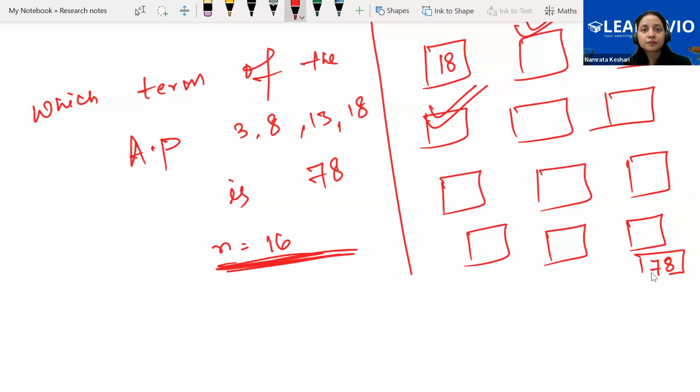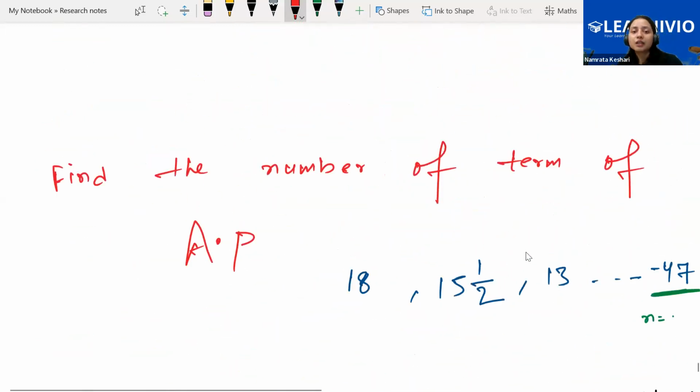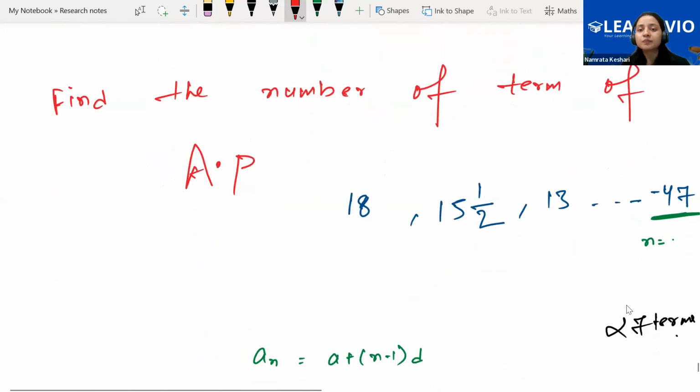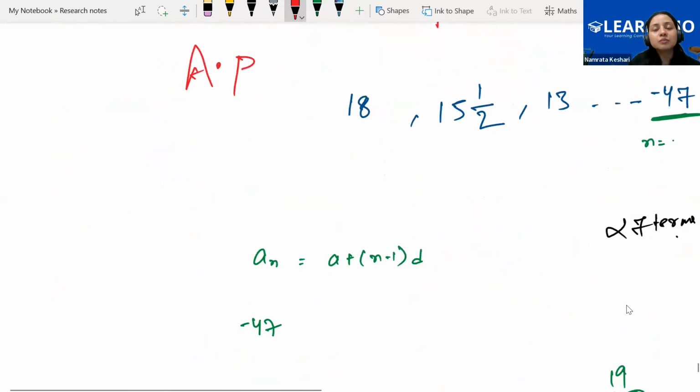Yes, ma'am. So this formula we can apply here also: if the last term is minus 47, we can take the nth term as minus 47 and we will find the n value. Just give me a second.